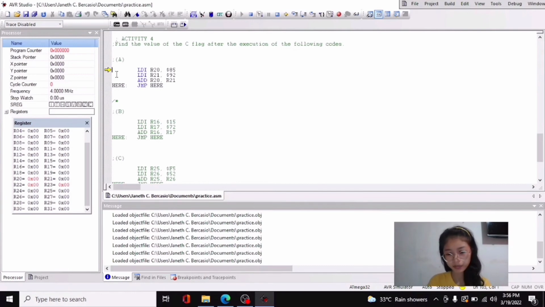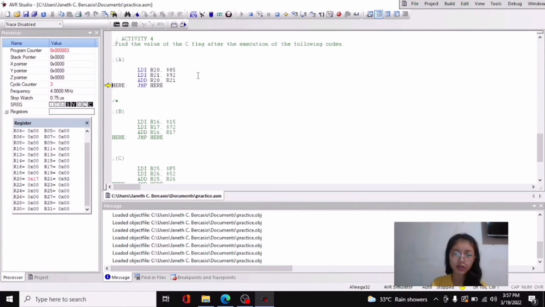So for letter A, I already clicked the simulation button. For F11, we load 85 to R20. We load 92 to R21, and when we add those numbers, C is activated, or C is equal to 1 when we add R20 and R21. So that's for letter A.